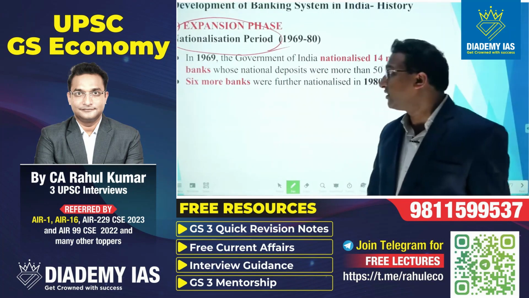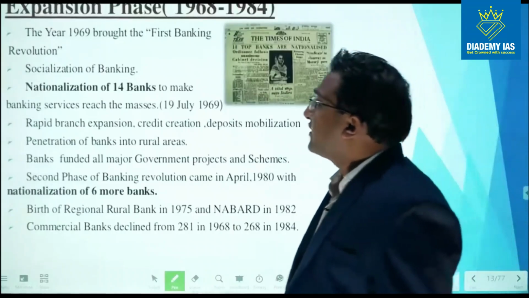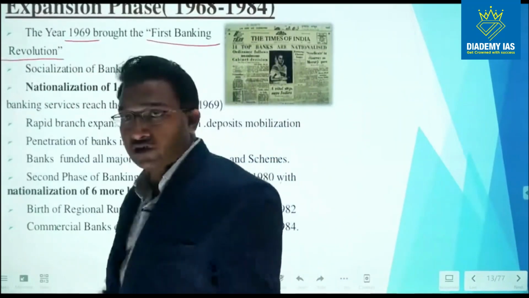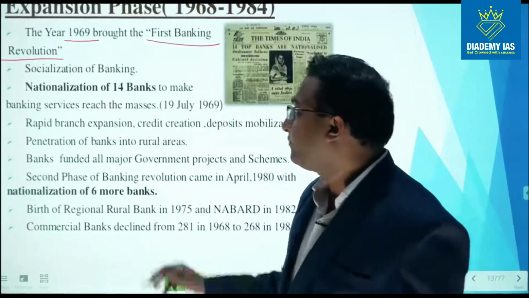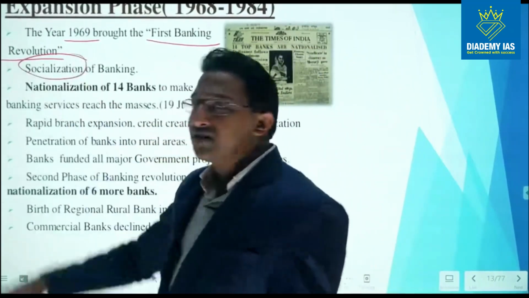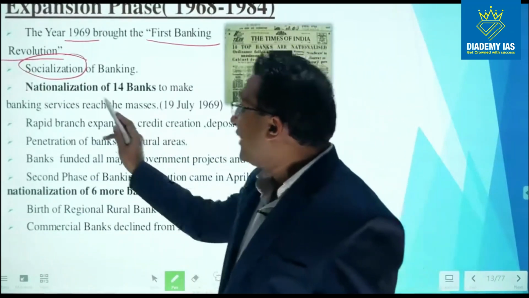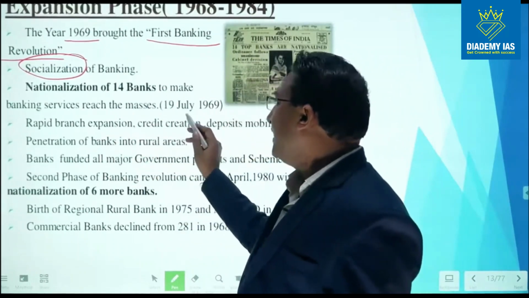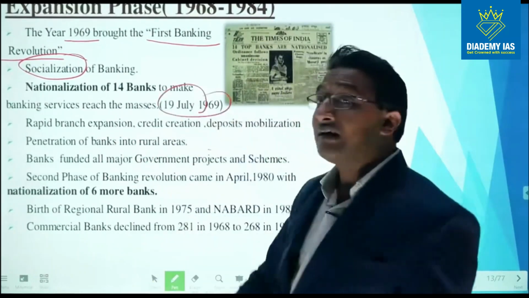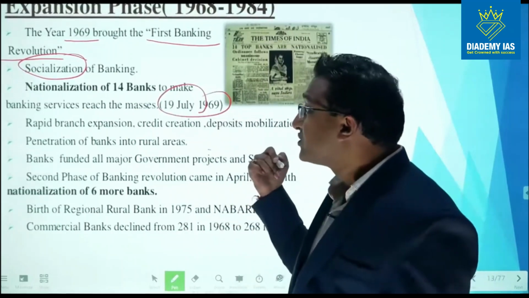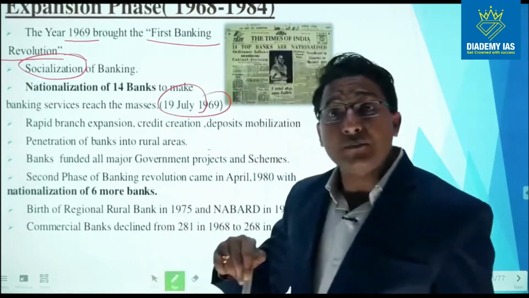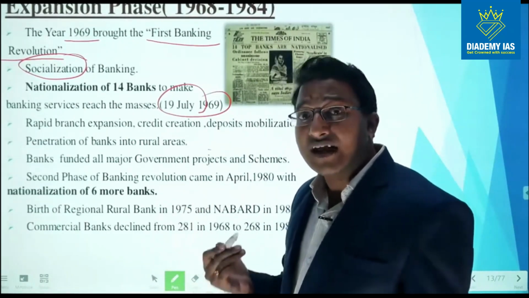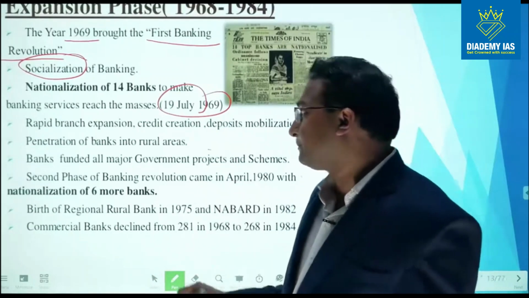So nationalization was done. In this phase, the year 1969, this is called the first banking revolution or start of the banking reforms in India. This nationalization is also called the socialization of banking. Nationalization of 14 banks to make banking services reach the masses, right? So 19th July 1969 is the date on which the nationalization happened, and the purpose was to take banking services to the masses, not just keep it as the privilege of the rich class.